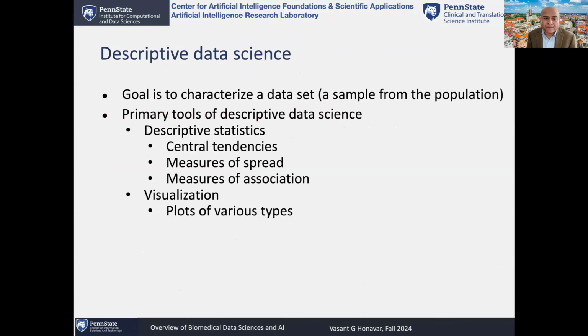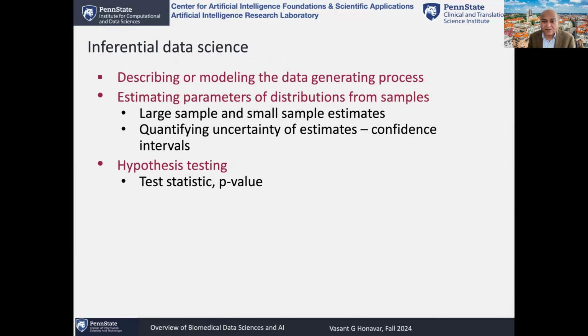So in the case of descriptive data science, the goal is to characterize a data set, a sample from a population. The primary tools are basic statistics, visualization, and so on. In inferential data science, you are interested in estimating parameters of distributions from samples. So you have a sample, but you really want to understand the population at large. When you do that, you're coming up with estimates and quantifying the uncertainty of estimates, confidence intervals, and so on. So this is the domain of much of biostatistics.